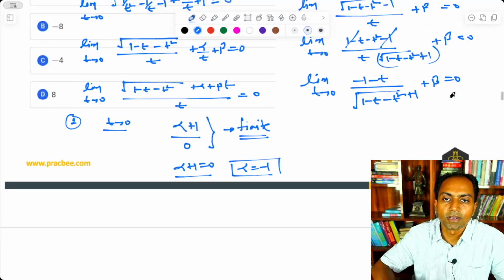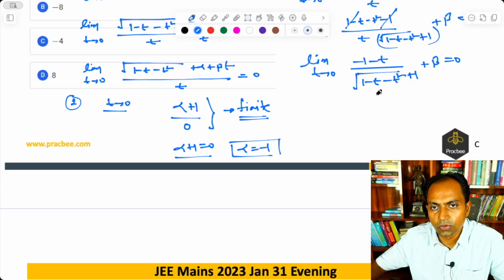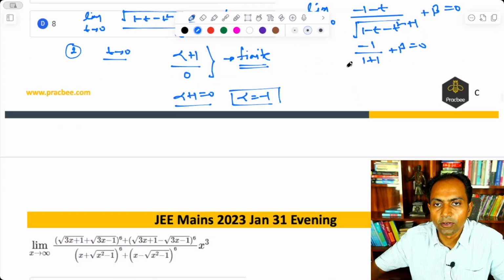Now once I have written like this, and if I put the value of t as 0, the numerator becomes minus 1. The denominator becomes 1 plus 1 plus beta, is equal to 0. And as a result, the value of beta comes out to be 1 by 2.